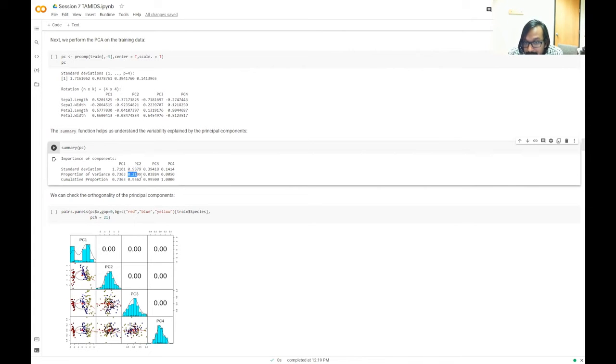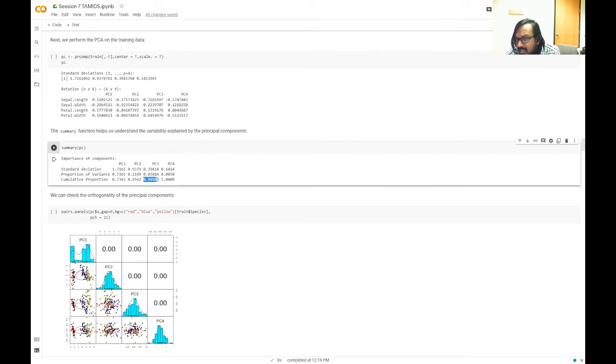PC2 explains 0.2199, almost 22% of the variability. But remember that the principal components are all orthogonal to each other. That means they are uncorrelated. So this 22% information is additional to the 73.60% that was explained by PC1. If I combine PC1 and PC2 and look at the cumulative proportion, then 95.62% of the variability of the data is explained by just the first two principal components.